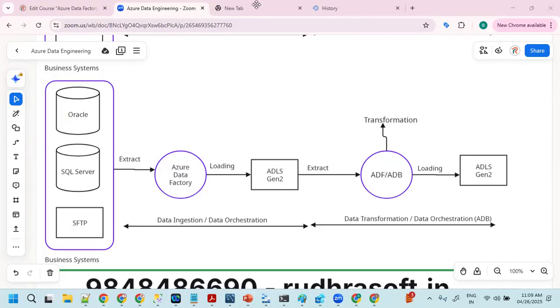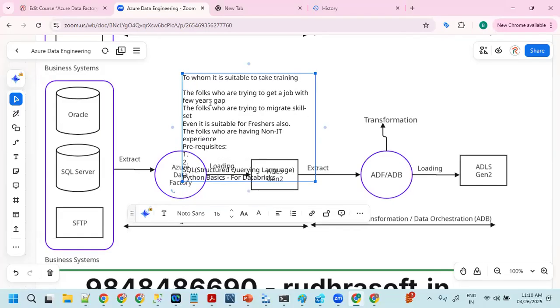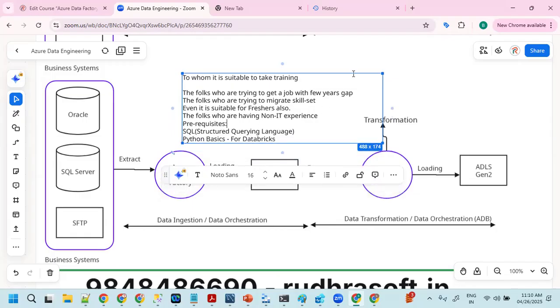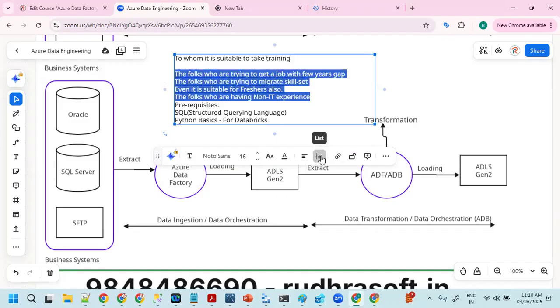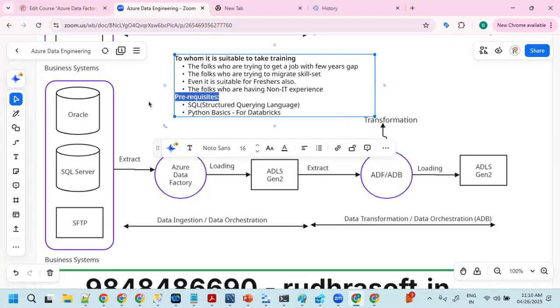Okay, so to whom is it going to be suitable? Let me take a few points I have. Just give me a minute. Okay, so to whom is it going to be possible and what are the prerequisites?